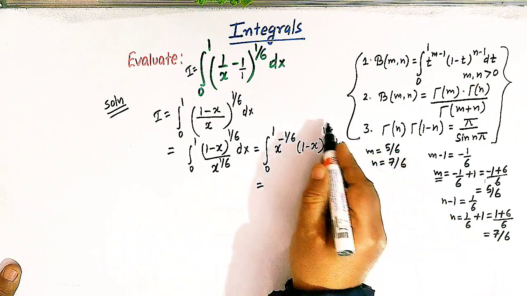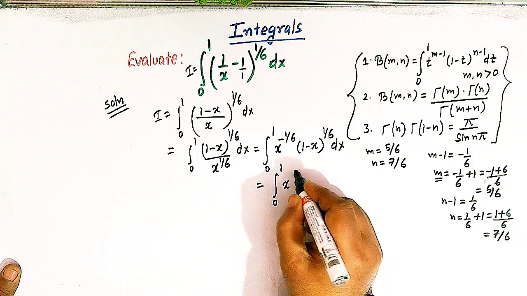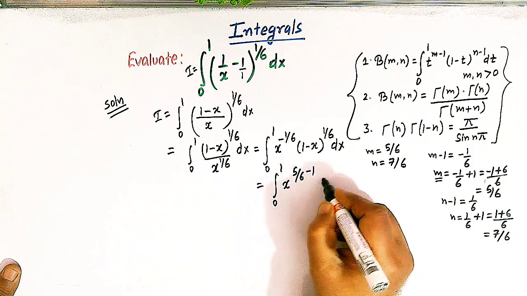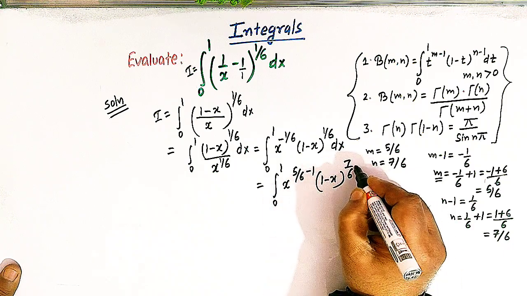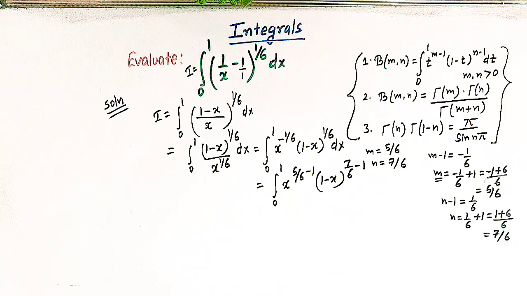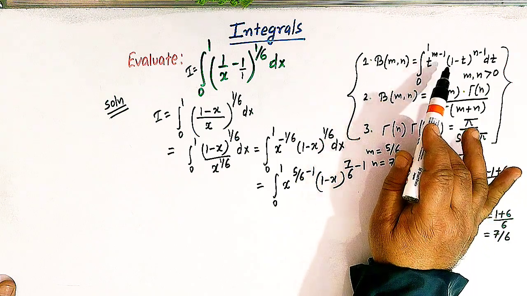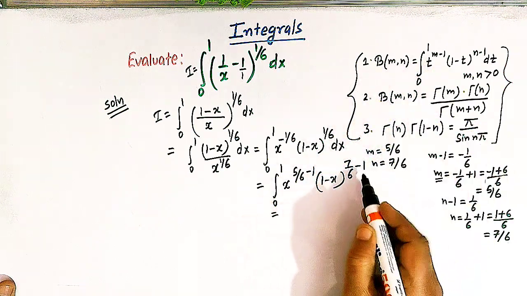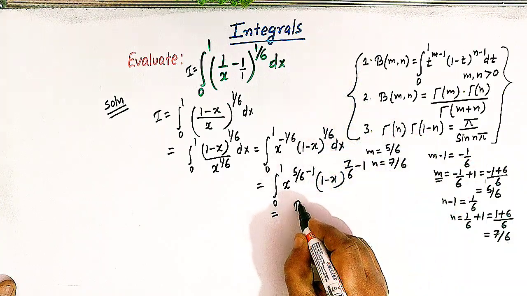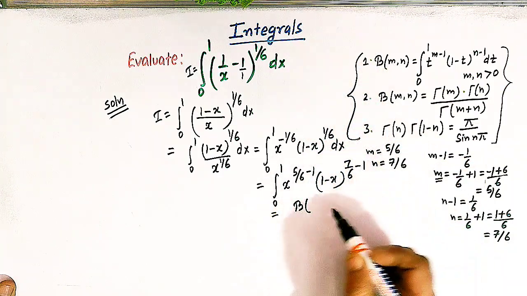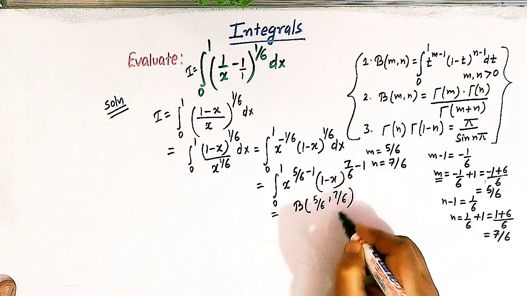We can now rewrite this integral as 0 to 1, x raised to 5 by 6 minus 1, and 1 minus x raised to 7 over 6 minus 1. Now this integral is similar to the beta function definition, so we can write this integral in terms of beta function. So we have beta of m comma n, where m is 5 over 6 and n is 7 over 6.